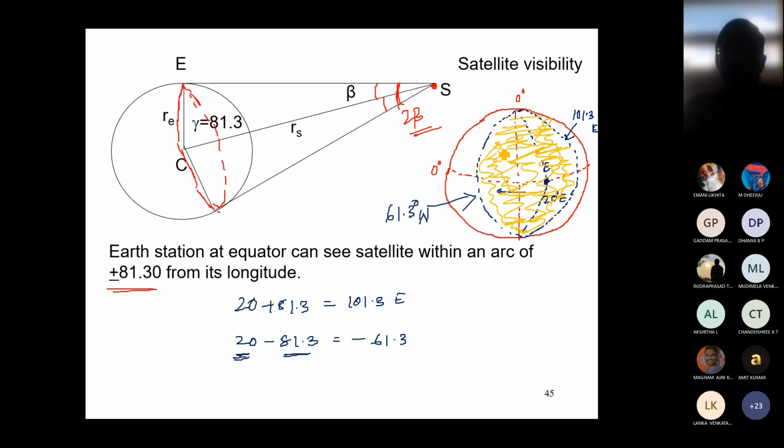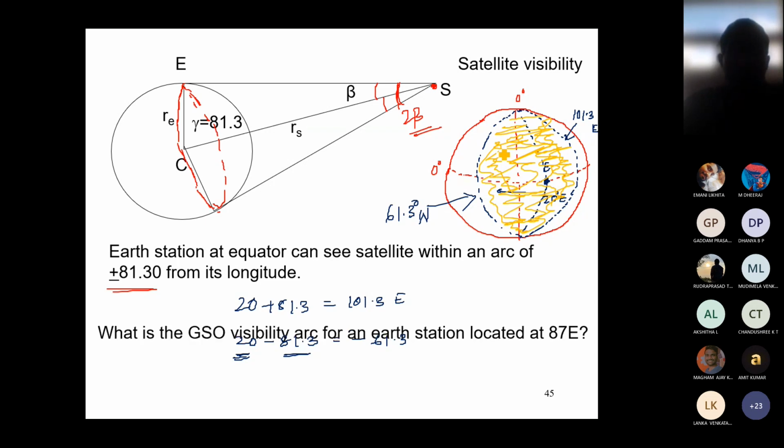Okay, so you got the point. That is how we calculate the satellite visibility. I think this one is the last topic. What is the GSO visibility arc for one Earth station located at 87° east? One question has been asked based on that. Actually, whatever question has been asked, we have already done that.